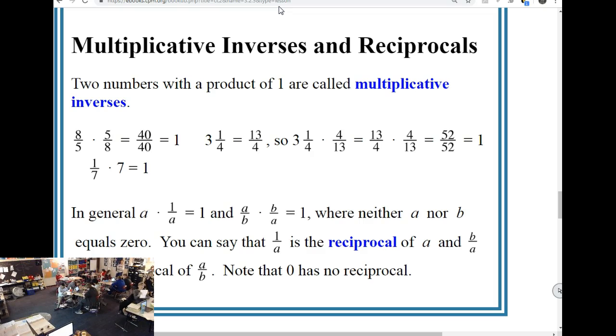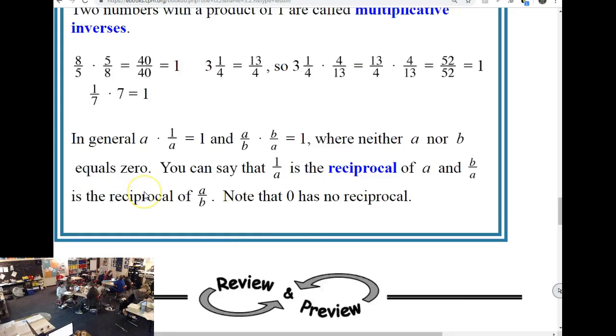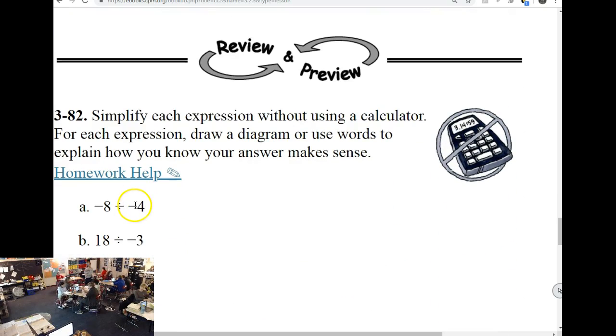Mine says -8 divided by 4. Wouldn't that equal -2? Yes, -2. You said does it immediately become positive? No, so I checked my answer, and that's not what this says. For 3-82, it says 2. But that's -4. It's -8 divided by -4.